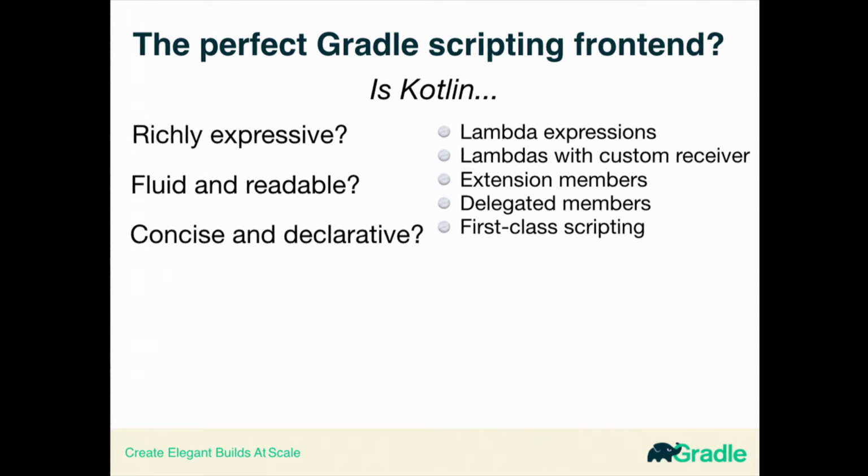It has this idea of custom receivers, like Dimitri was talking about, and we'll see some examples of that, that allow you to have really concise, really expressive blocks that you open up without having to say it dot and so on and so forth. Extension members, like extension functions and properties. First class support for delegation. So when you're implementing a delegate pattern, you don't have to repeat getters and setters.